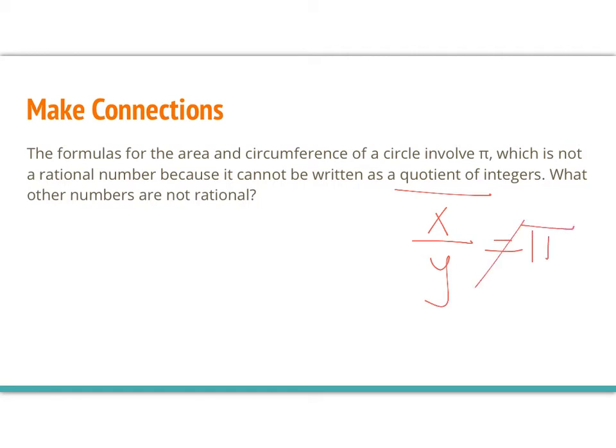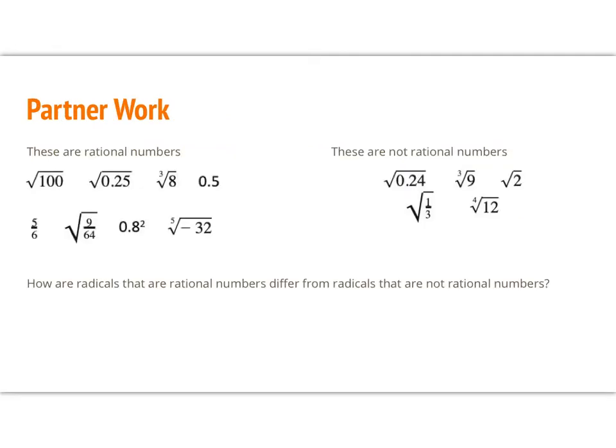What other numbers are not rational? Any number that cannot be written as a fraction is called irrational. We'll get to that in a second. Basically, any number that has a non-repeating, never-ending decimal is what we're going to see as an irrational number. These are rational numbers, and these are not rational numbers.